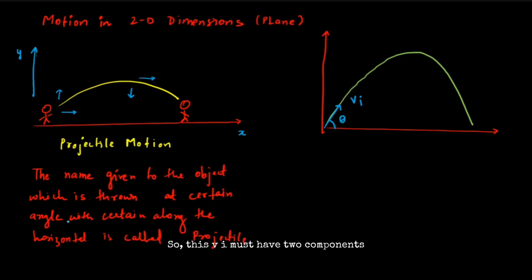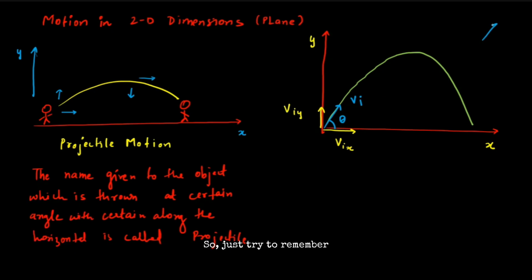This Vi must have two components. One component is along the x-axis, which we call Vix. Similarly, it must have one component along the y-axis. We call it Viy. These two components of velocity are something we have already found in vectors. When we were talking about the addition of vectors, we learned how this Vix and Viy can be found out.